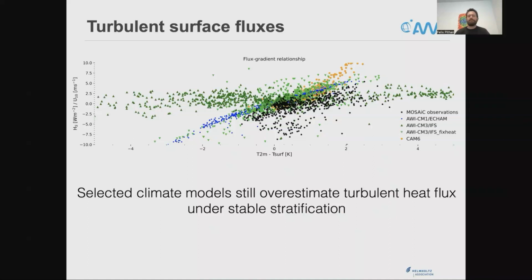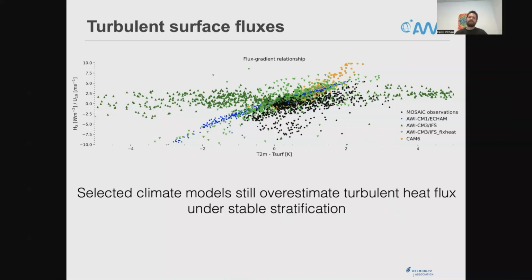We can look at the turbulent surface fluxes. Now we do this again in a more statistical framework, but using the same data, and the observations again are shown in black. And you can see that when the near surface temperature gradient is positive, so the atmosphere is warmer than the surface, we have downward turbulent heat fluxes. And again, those are substantially stronger in models than they are in observation.